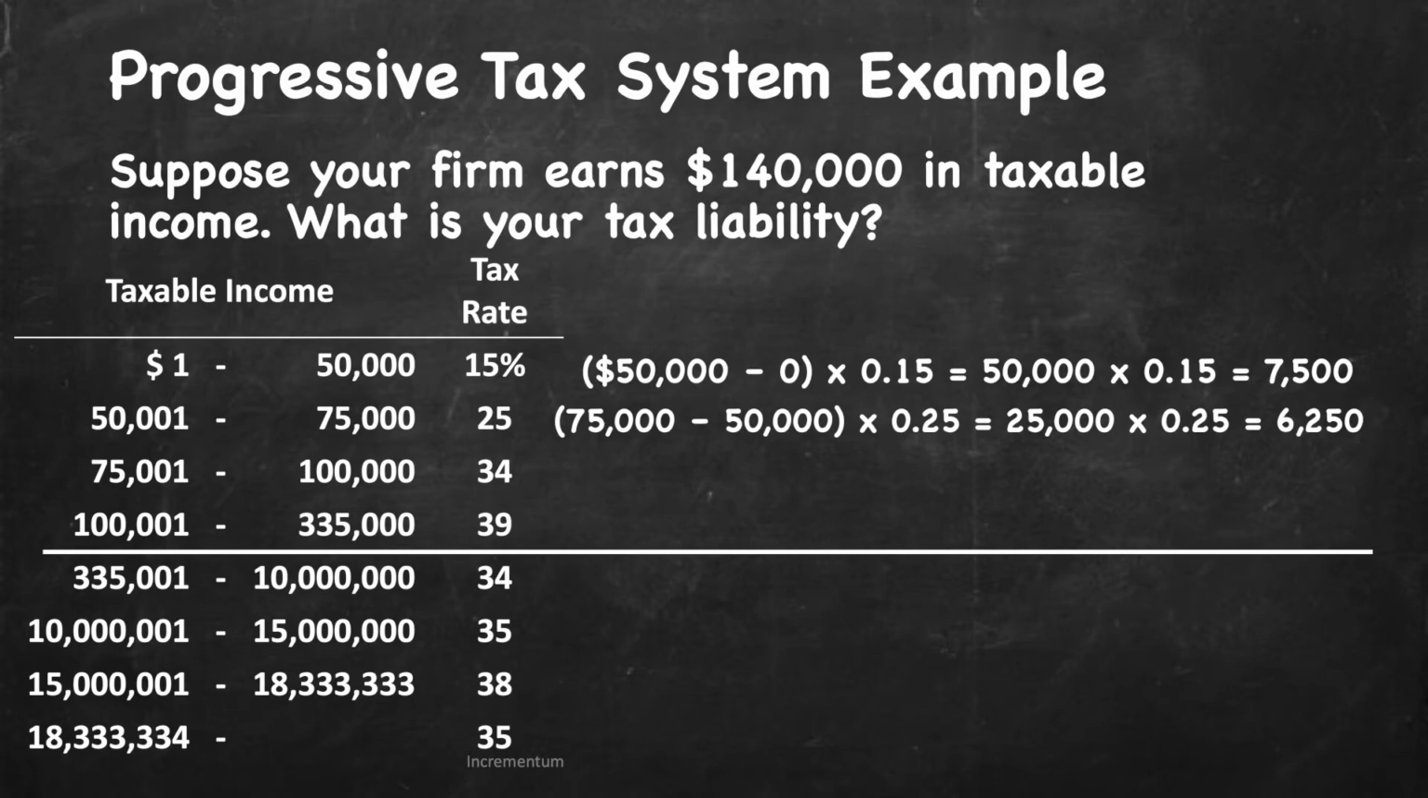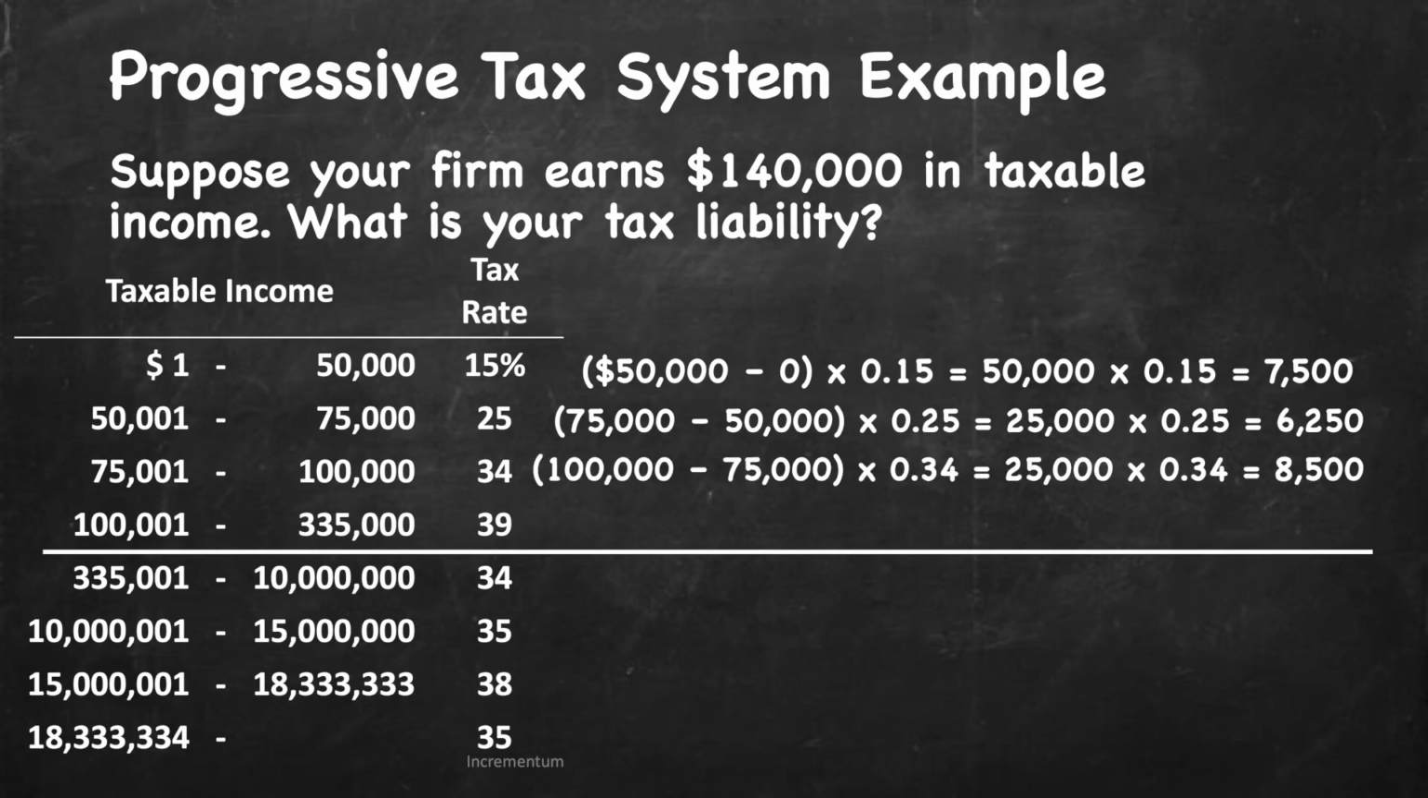and that gives us a tax liability in this bracket of $6,250. Then we move into the third tax bracket because we made more than $75,000. So the top of the bracket, $100,000, minus the bottom of the bracket minus 1, so minus $75,000, times our 34%, which we converted to a decimal, 0.34. That gives us $25,000 times 0.34, which is $8,500.